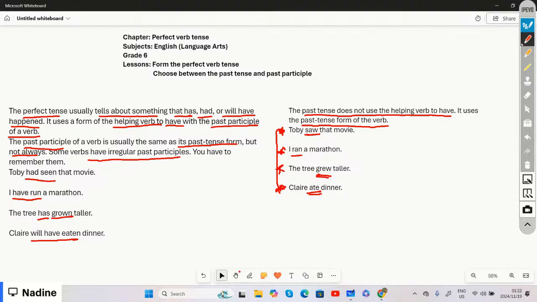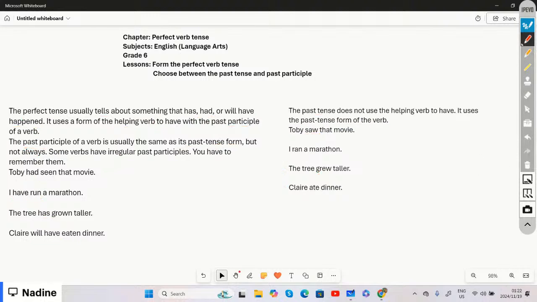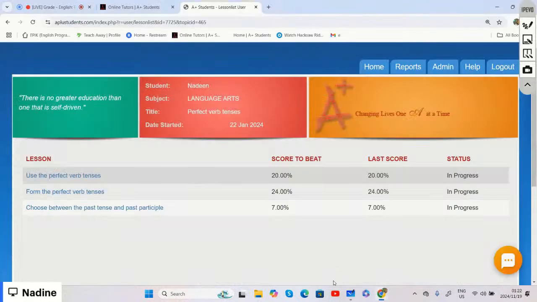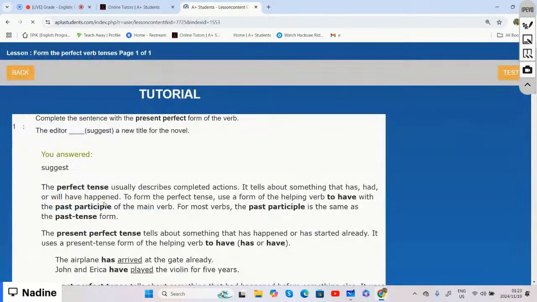All right, so now we're going to a+students.ca. We are doing the chapter of perfect verb tense, and the lessons that we are focusing on are to form perfect verb tenses as well as to choose between the past tense and past participle. We're going to form the perfect verb tense.